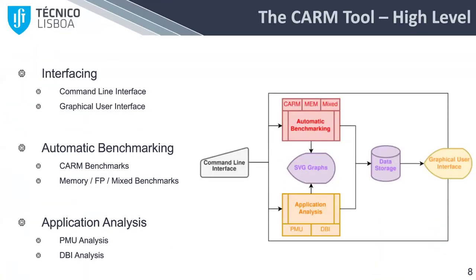So starting with the high-level view, the CARM tool can basically be described through its various independent modules that implement each of its main functions. So to use the tool, you can use both the command line or the graphical interface from which you can start the necessary benchmarks to obtain the CARM for your system. And besides that, you can also perform the application analysis via performance counters or via dynamic binary instrumentation.